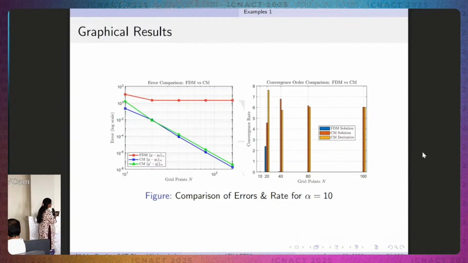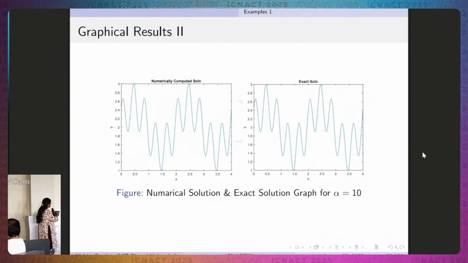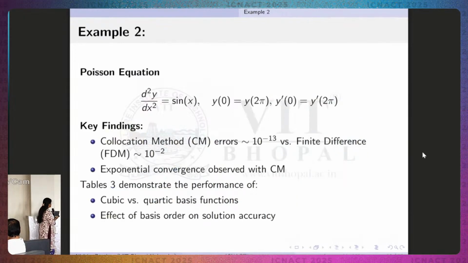And another graph is for the rate. So as we increase the grid points, our rate becomes fixed. Now this is our numerically computed solution and this is the exact solution, which are both the same. Now second, we take the Poisson equation with boundary condition.